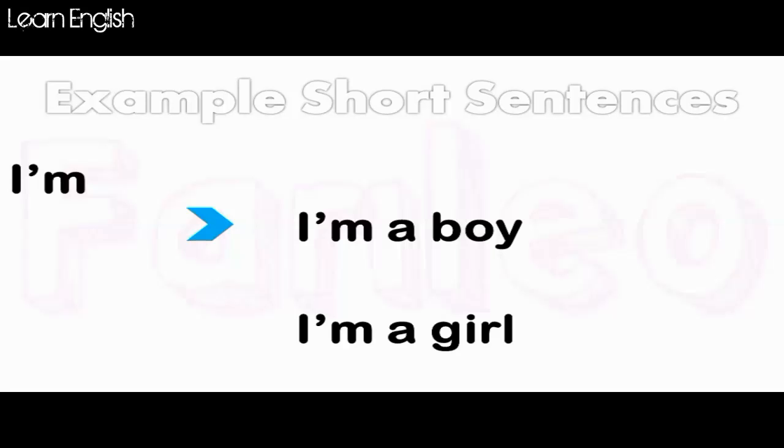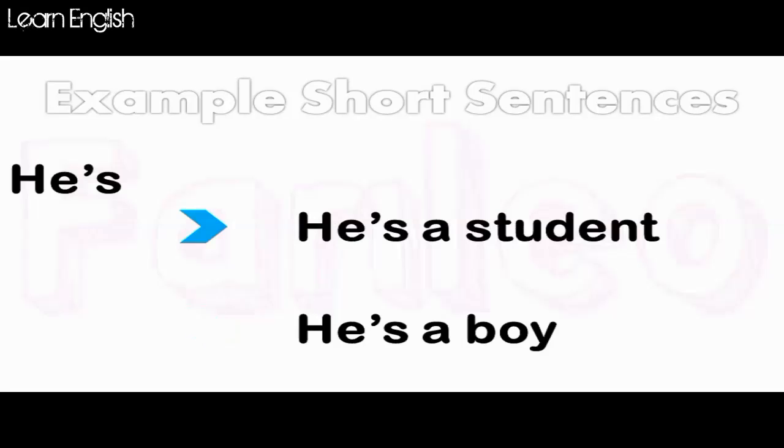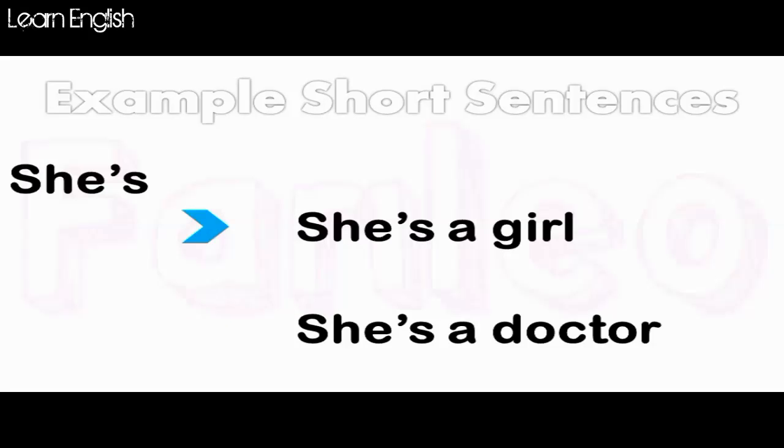The first contraction that we have is I'm. I'm a boy. The next one is I'm a girl. The next contraction is he's. He's a student. He's a boy. The next contraction is she's. She's a girl. She's a doctor.